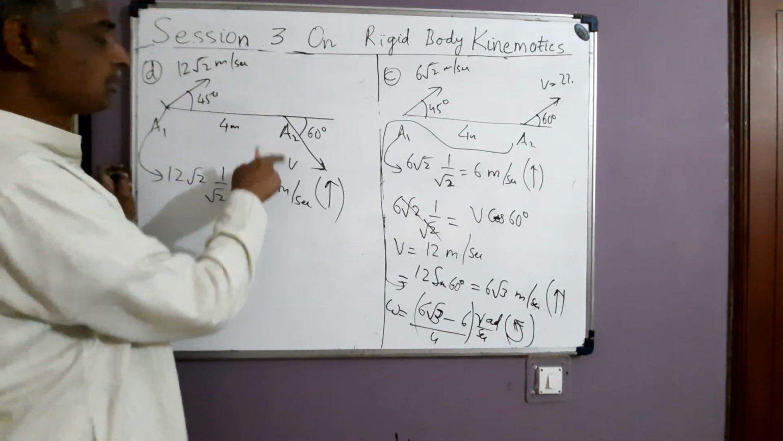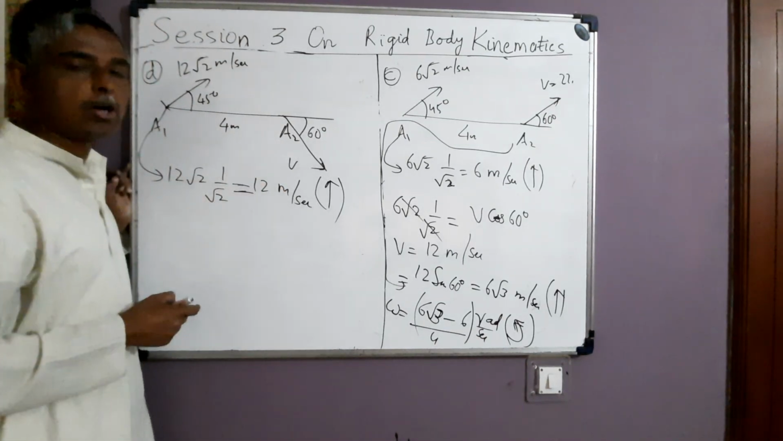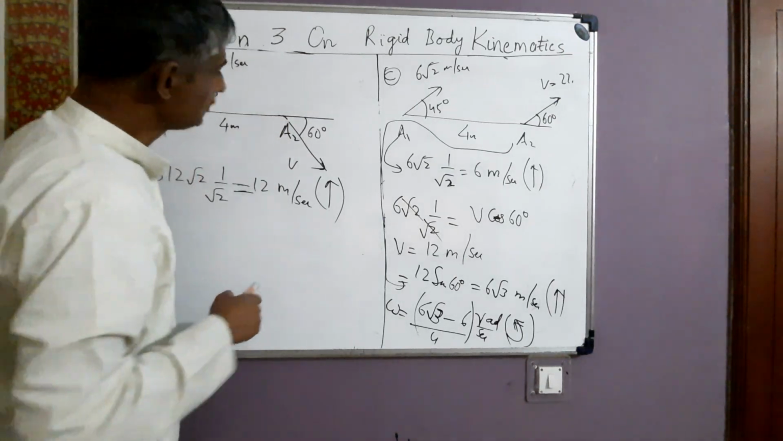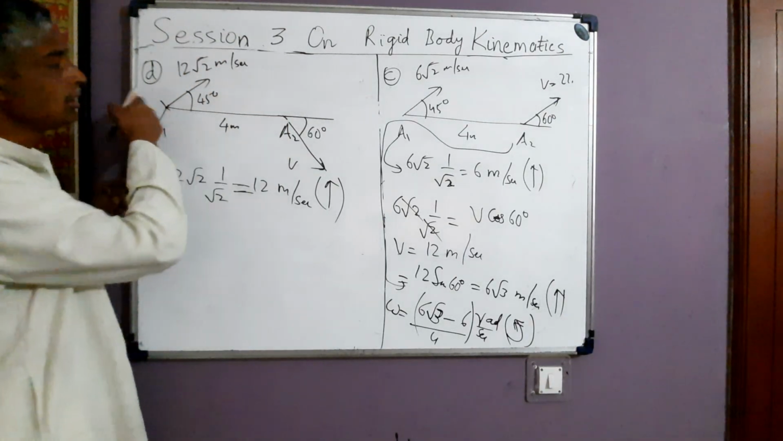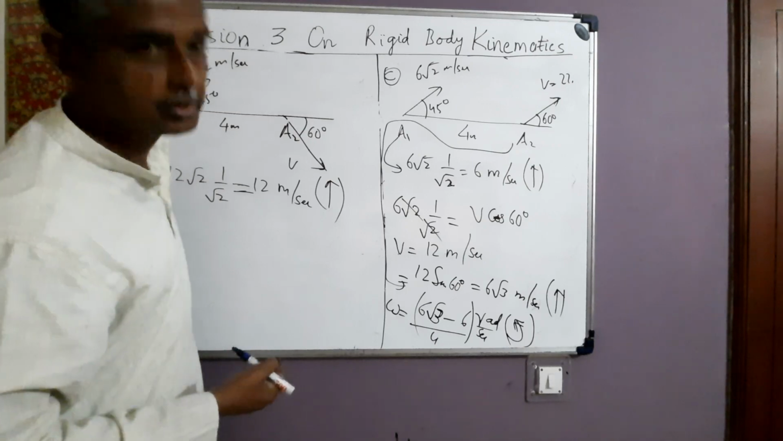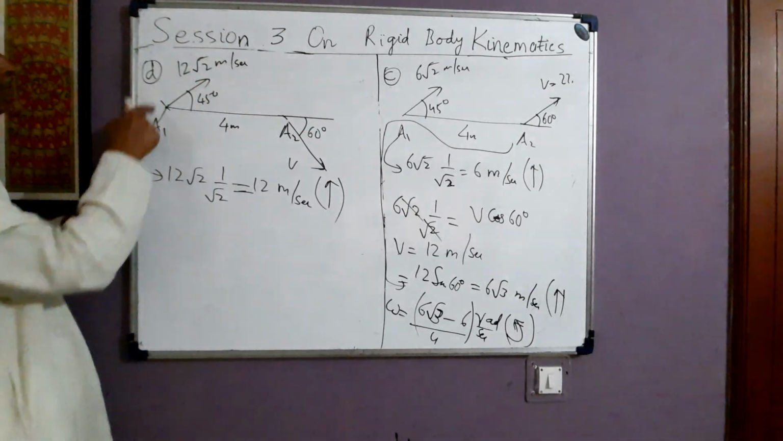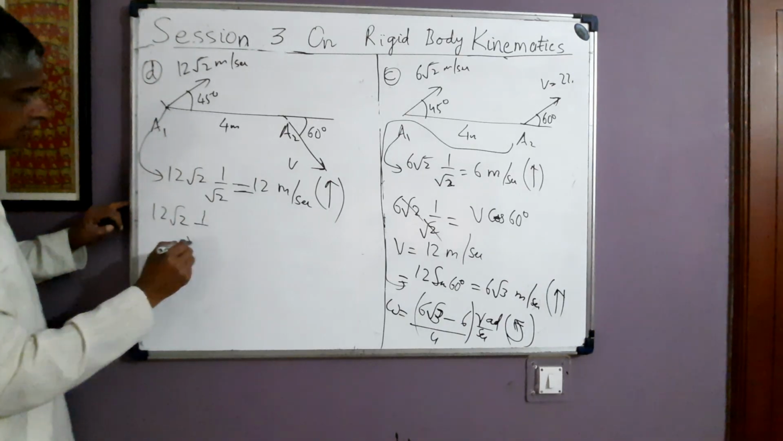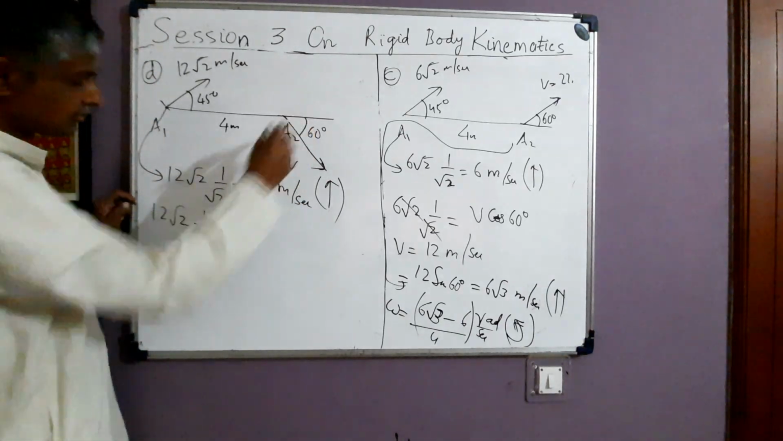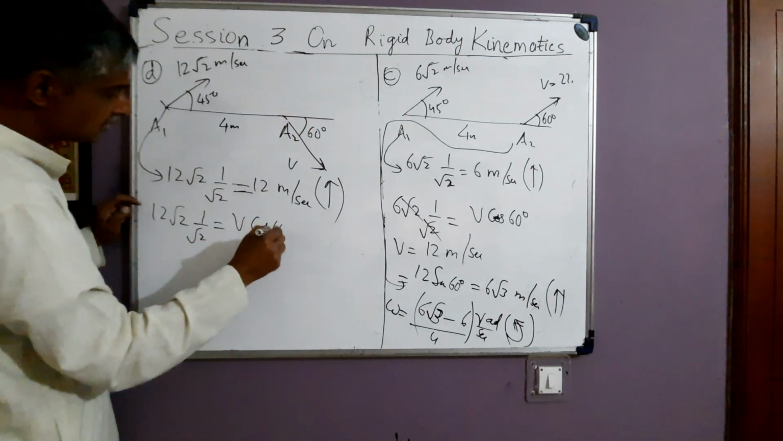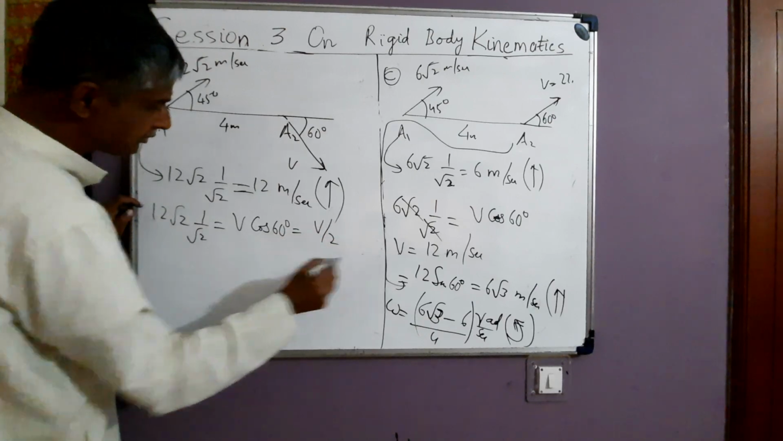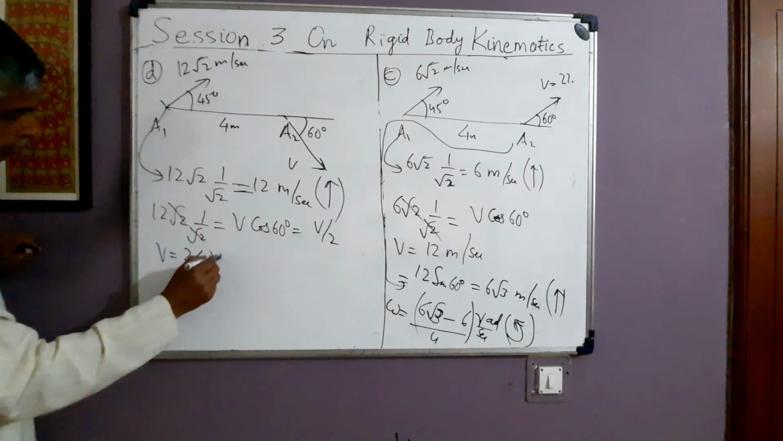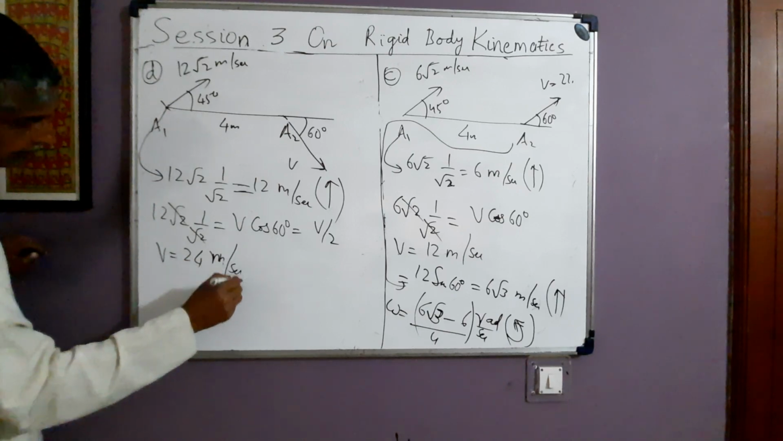Now we must know the normal speed of A2. For that we must know V. How to determine V? Distance between A1 and A2 is fixed, constant, 4 meter, rigid body. So component of velocities of A1 and A2 along this rod must be equal in magnitude and direction both. Component of velocity of A1 along this rod is 12 root 2 cos 45 degree, that is 1 by root 2. That is same as V cos 60 degree, that is equal to just V by 2. And root 2 cancels out. So V becomes 24 meter per second.